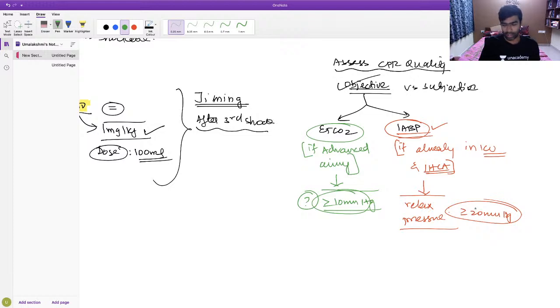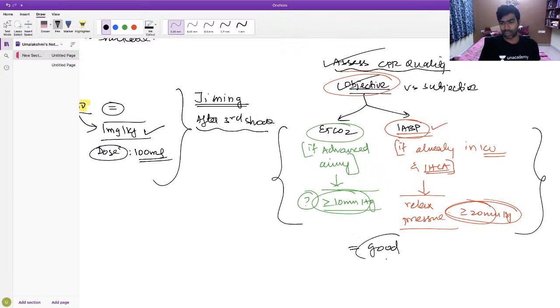And if you have an intra-arterial blood pressure by chance, then your relaxation pressure should be at least more than 20 millimeters of mercury. So these are the standard objective ways of assessing the CPR quality, which means whenever you have these guidelines satisfied, then you are having a good CPR quality. So when you can satisfy this, then it means you are probably having a good CPR quality, which is again very important to know.